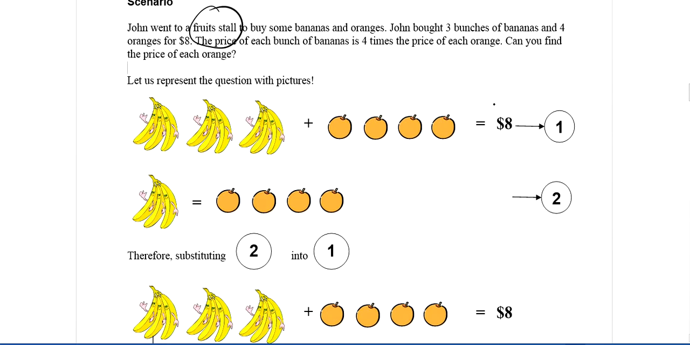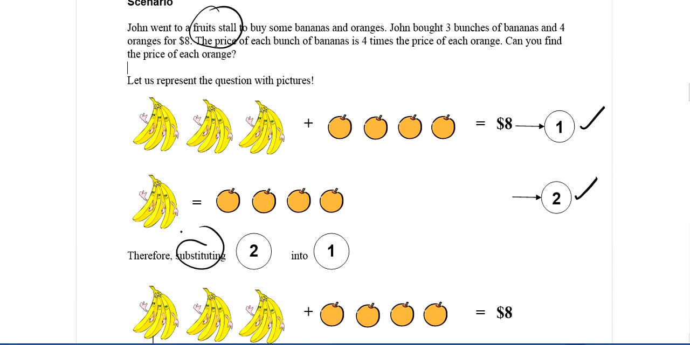So this is your first equation. The first sentence contains the first equation, so you can write it out. The price of each banana is 4 times the price of each orange. So actually this is your second equation. Now in one equation, if you have 2 unknowns, it's not possible for you to solve them. But now with 2 equations, you can solve both the unknowns. This is how you can do it.